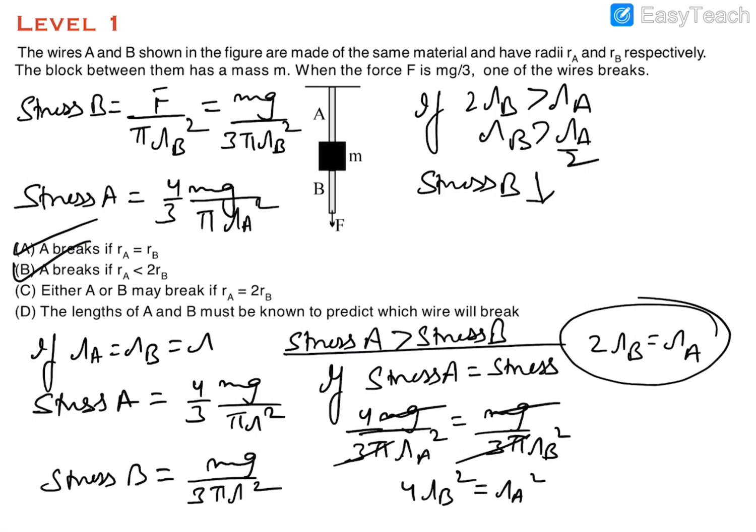Now if RA is equal to RB, then either of them can break because the stress in both of them is equal. And option D, which says that the lengths of A and B must be known to predict which wire will break, is not correct, because the breaking stress is not dependent on the length. Therefore, the length information is not required. So the correct answers are A, B and C. Now we move on to the next question.